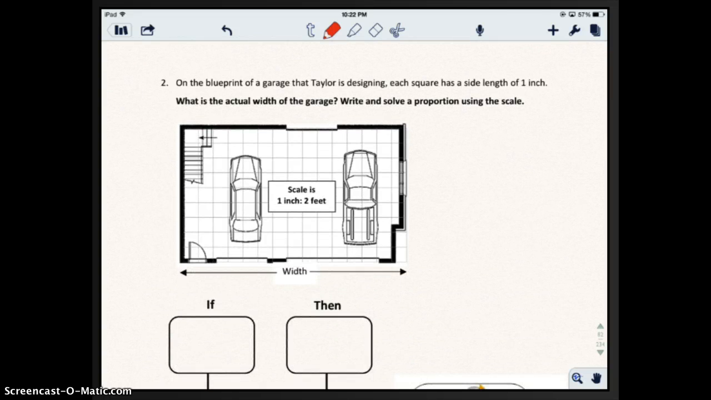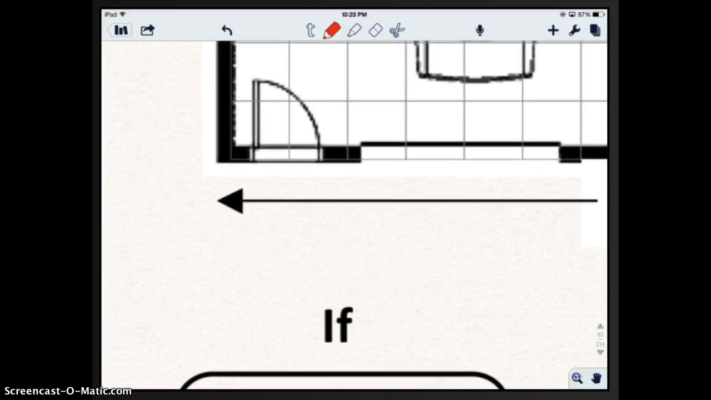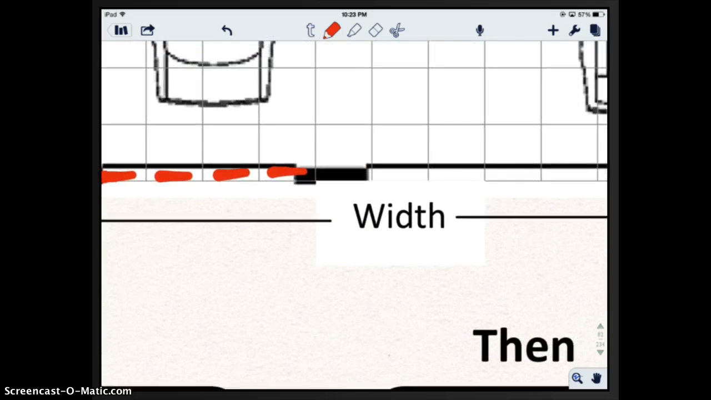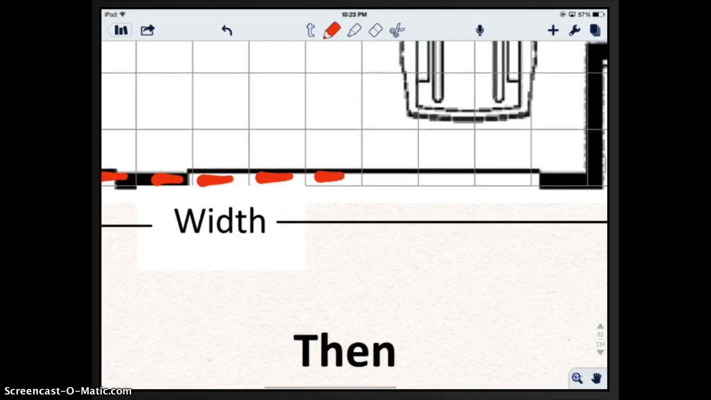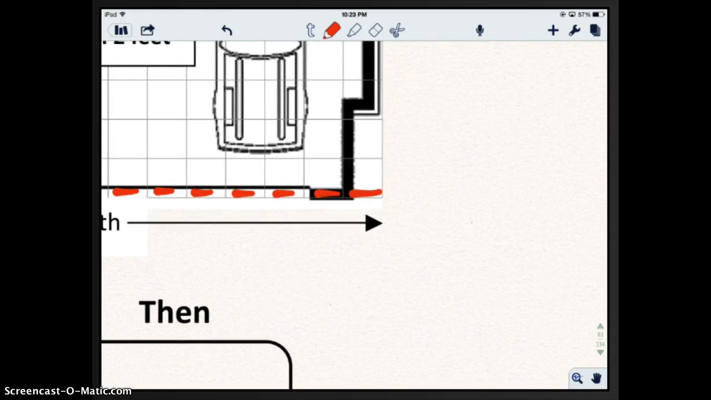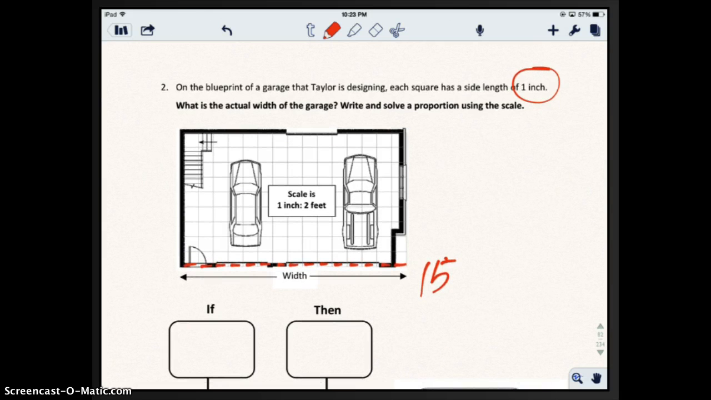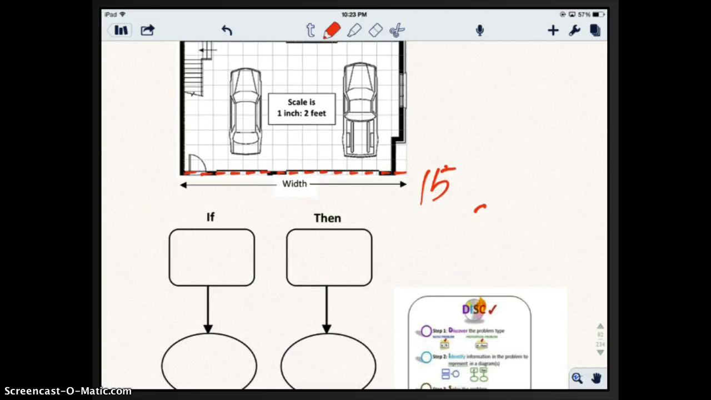Let's see, blueprint of the garage. Each square has a side length of 1 inch, and the scale is 1 inch is 2 feet. So 1 inch on the drawing is 2 feet in real life. What's the actual width of the garage? Well, let's count and see how many squares it is. 1, 2, 3, 4, 5, 6, 7, 8, 9, 10, 11, 12, 13, 14, 15. So it's 15 across, and each box is 2 feet, so it's 30 feet.